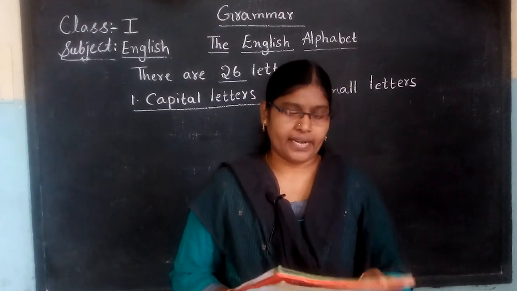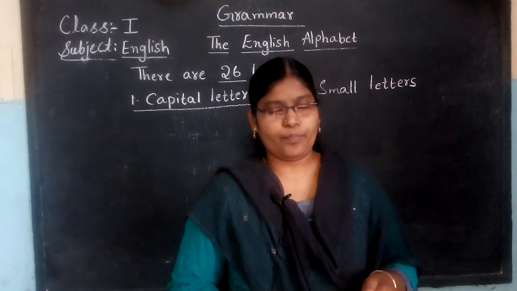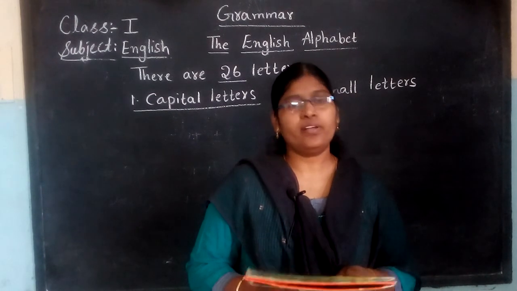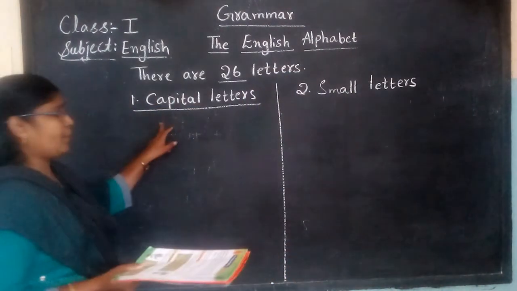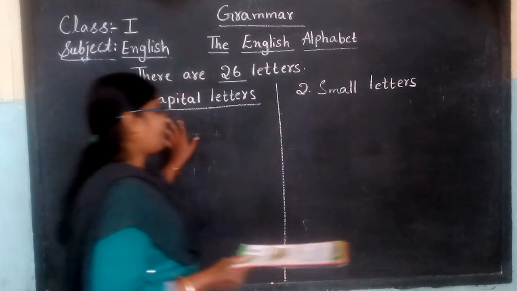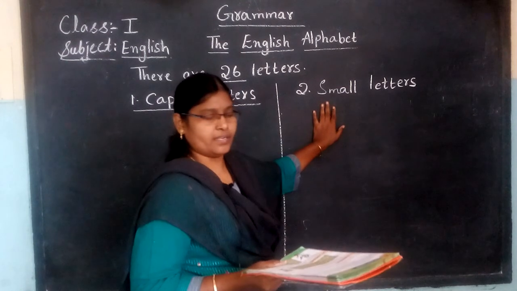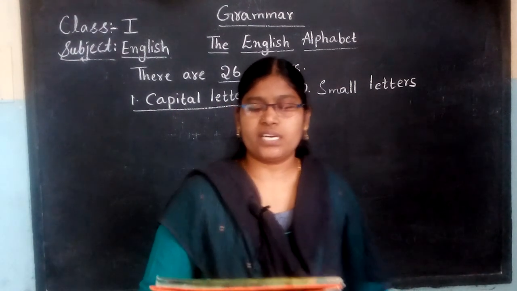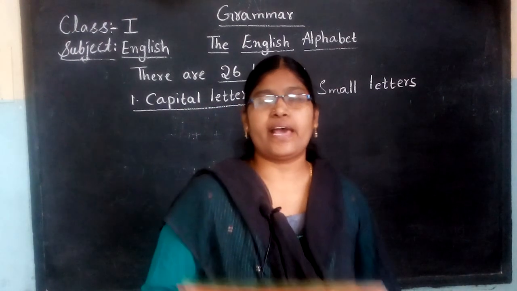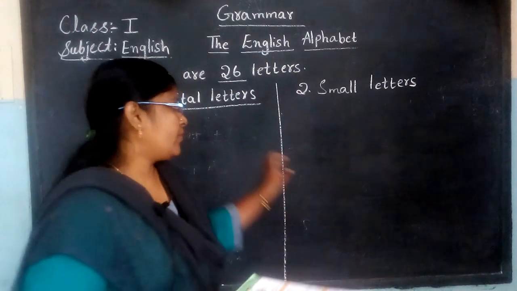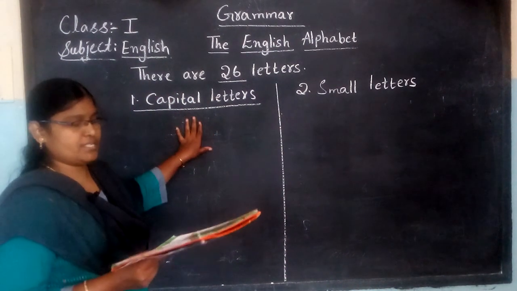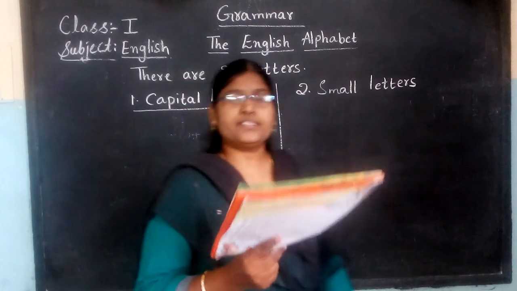So in these letters we have two types of letters. How many types of letters, children? Two types of letters. They are capital letters and small letters. Capital letters are called big letters or uppercase letters. We write capital letters as follows, in the 4 lines. Small letters are called lower case.